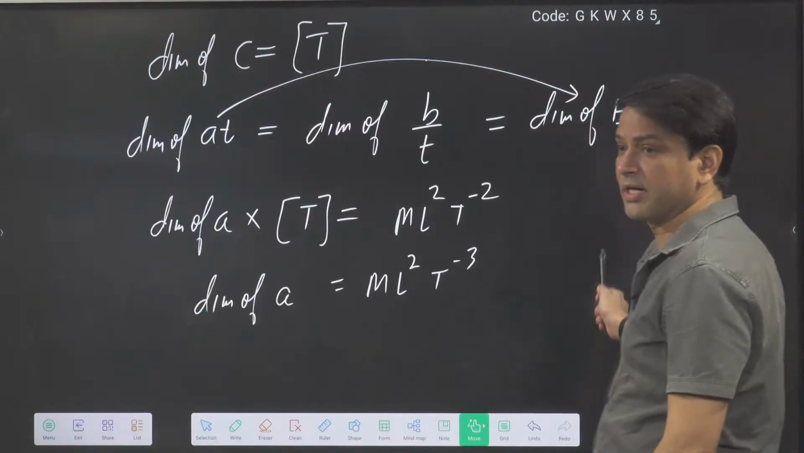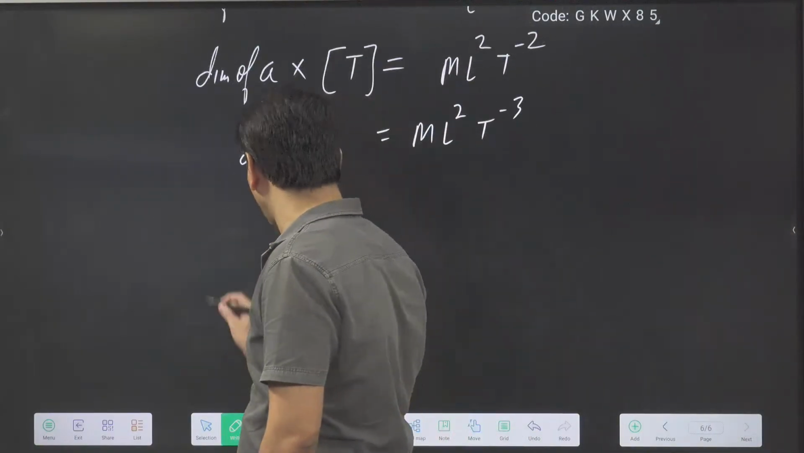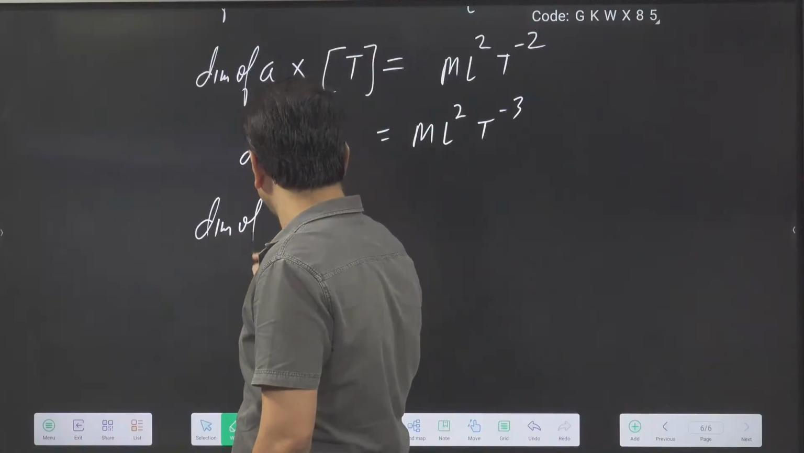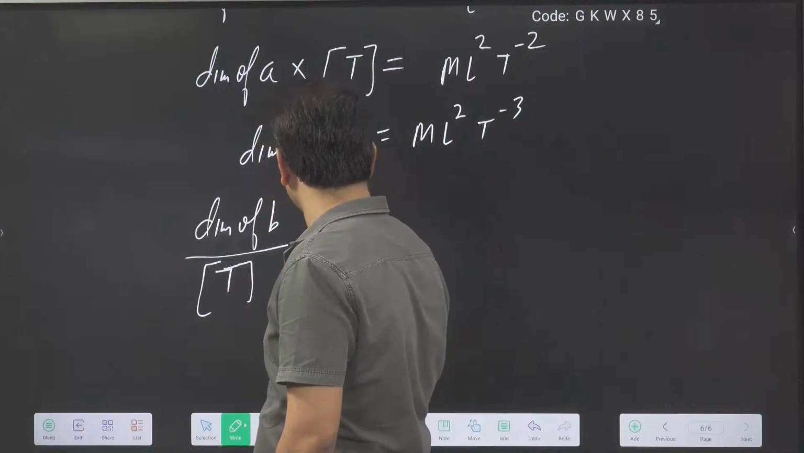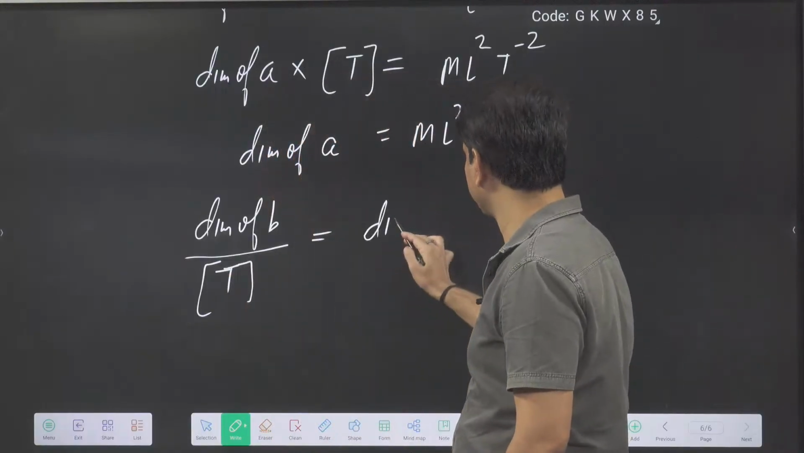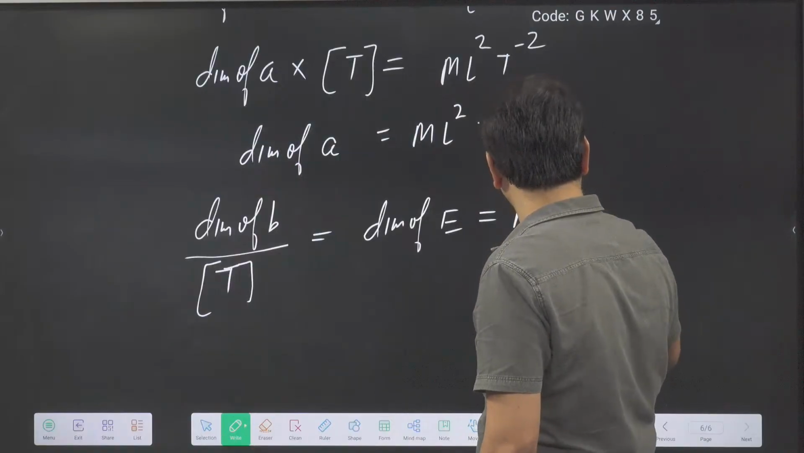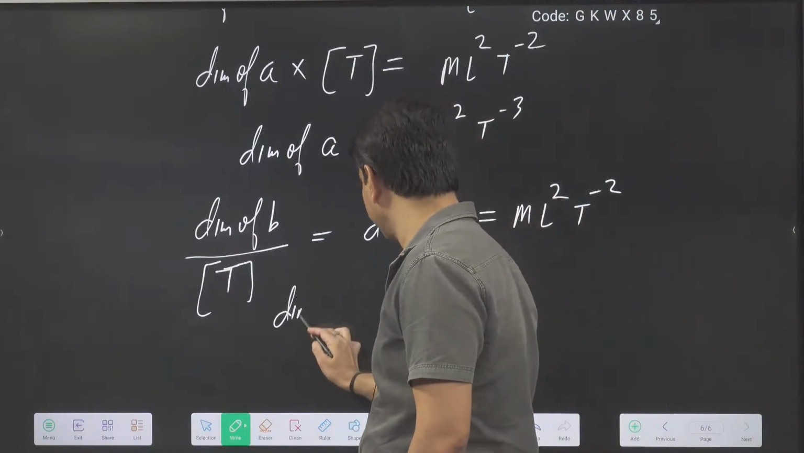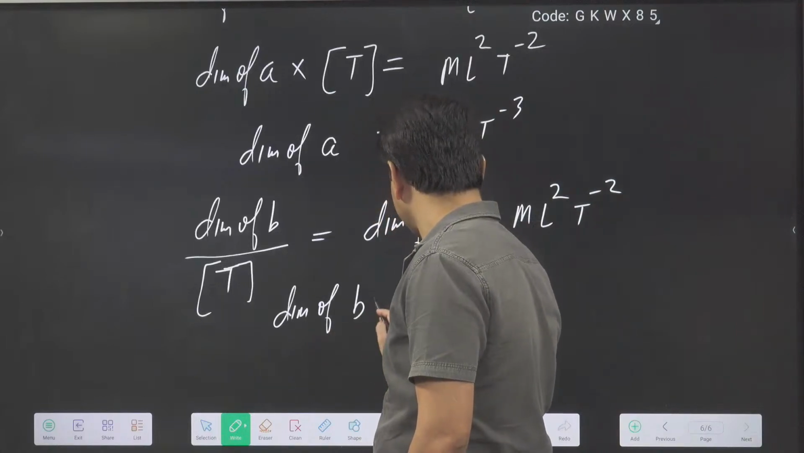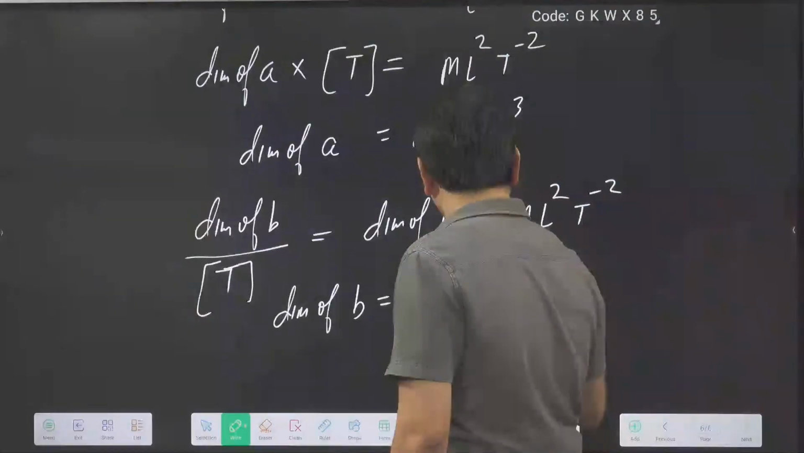Okay. Similarly, how can I find the dimension of B? So the dimension of B upon the dimension of T, which is T, is equal to what? The dimension of energy. And the energy dimension is ML2T minus 2. Now cross multiplying, then what do you get? The dimension of B is equal to ML square T minus 1. So the dimension of B, what I got, is ML square T minus 1.